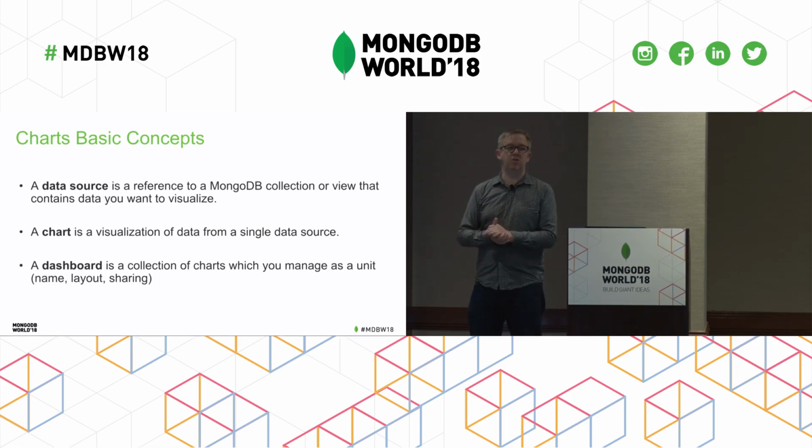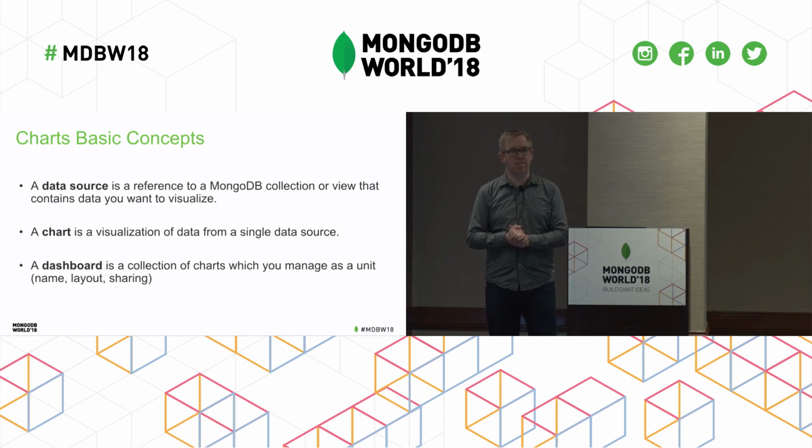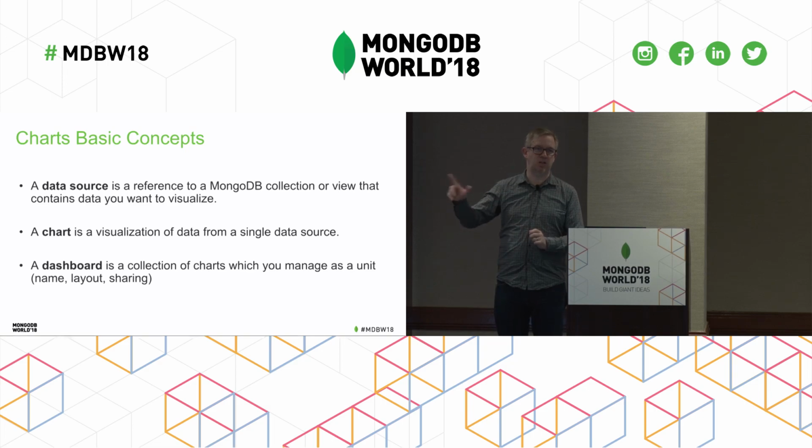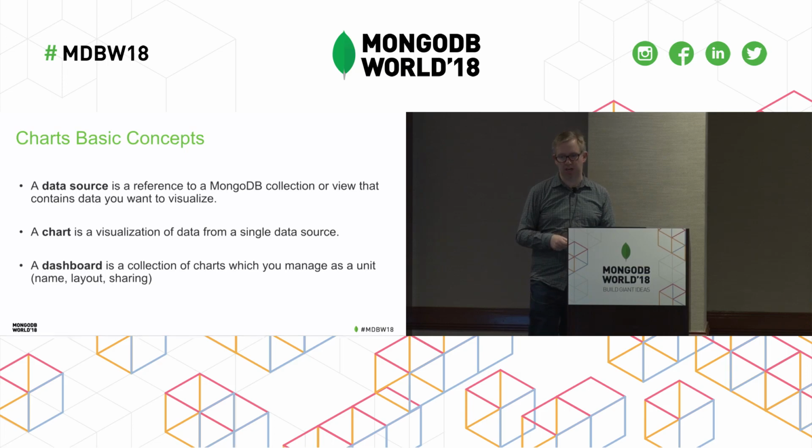So before I get into the demos, there are really only a few concepts that you need to understand to start running with Charts. The first thing we have is a concept of a data source. A data source is basically how you tell Charts to get data from a particular MongoDB collection. It's basically just a reference to a collection, or it could indeed be a view. So if you want to do some pre-aggregation and save that as a view, you can do that as well. But a data source basically tells Charts, here's a connection to a particular collection or a particular database, that's there to get data to build a chart.